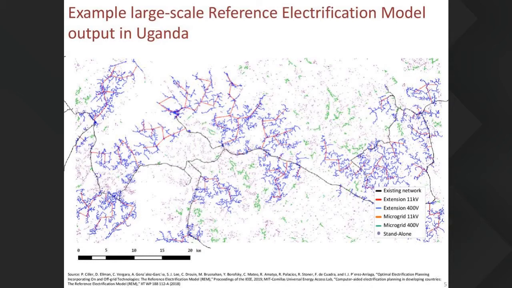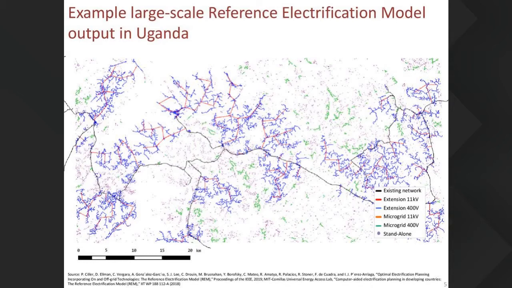And what the model automatically does is it decides the best, most cost-optimal combination of grid extension, mini-grid, and standalone systems to bring electricity to everyone in this landscape. And this is quite a large landscape, as you can see here on the bottom.